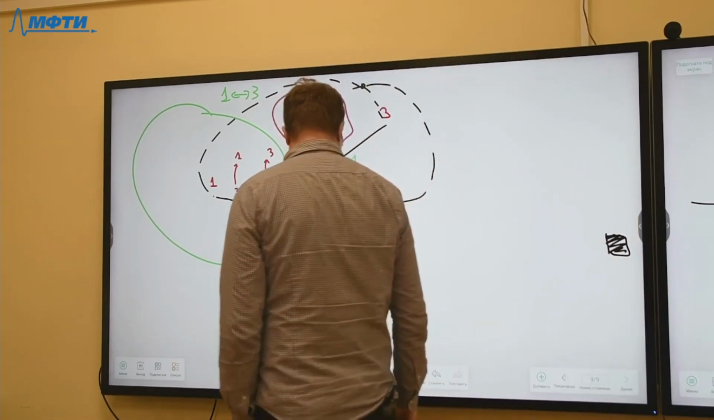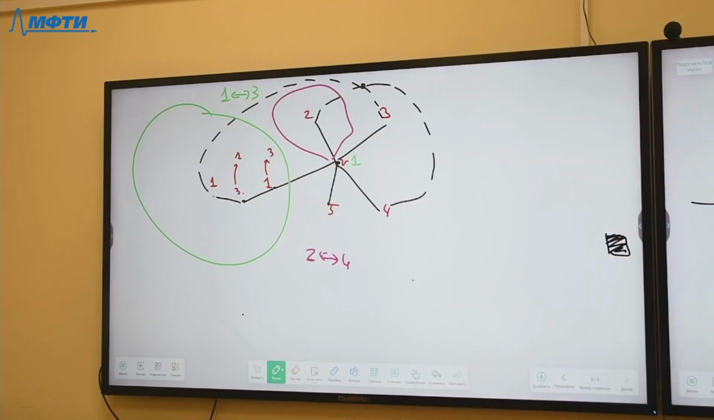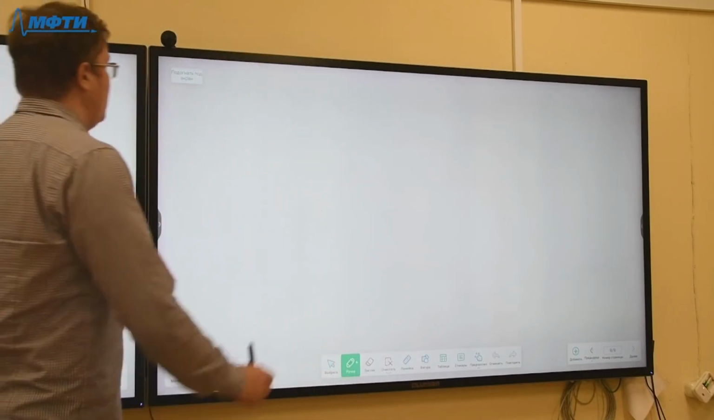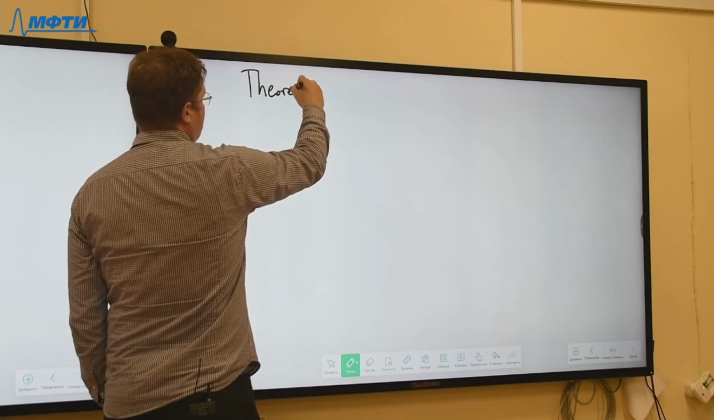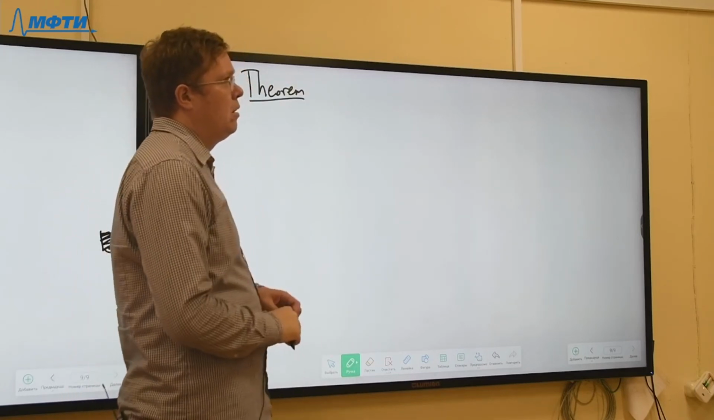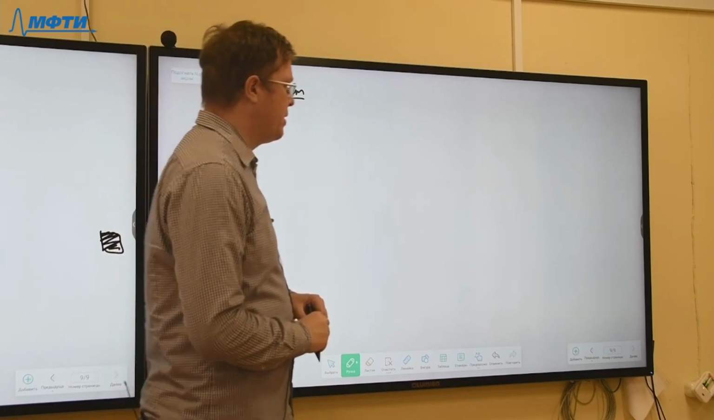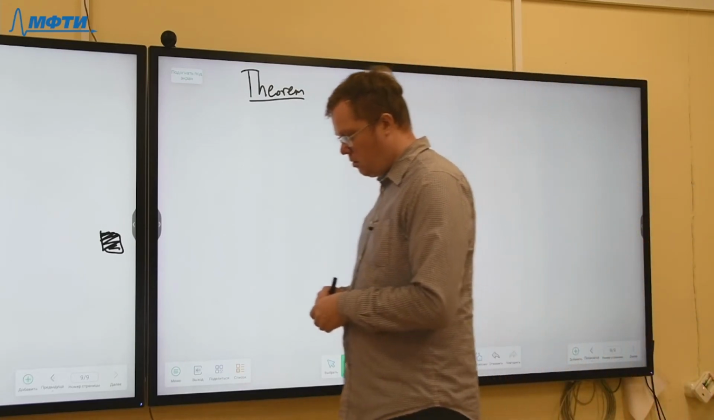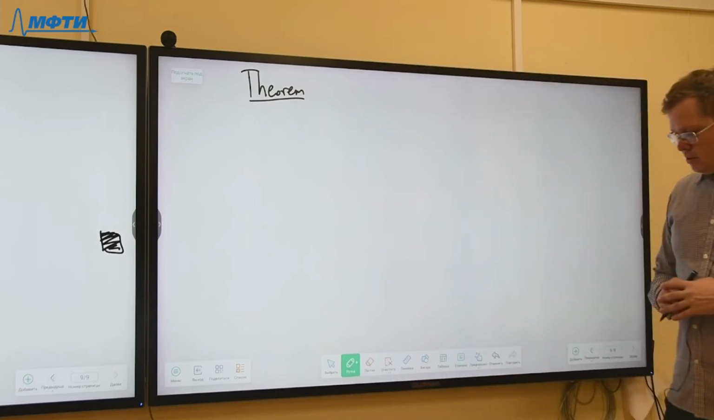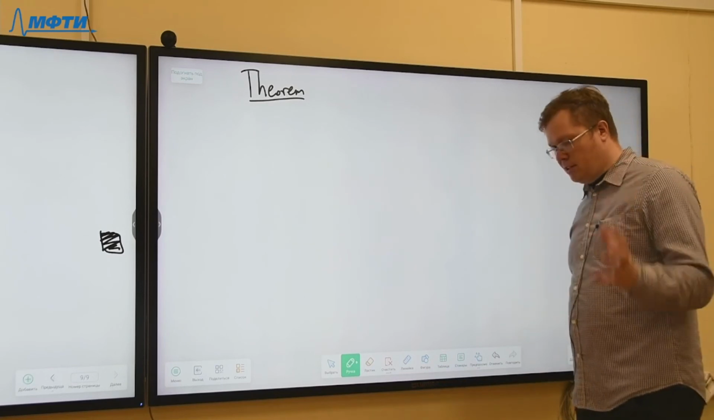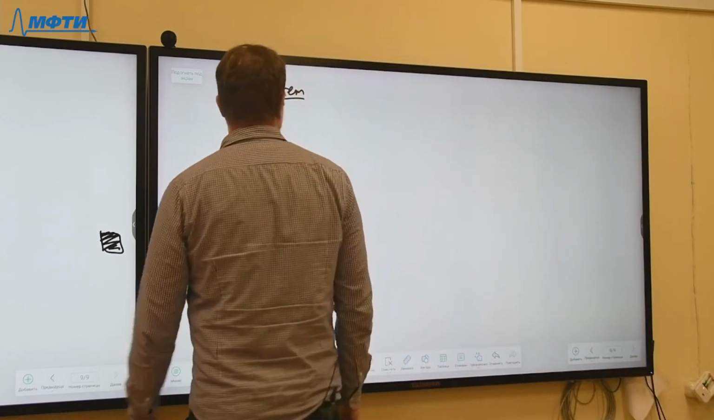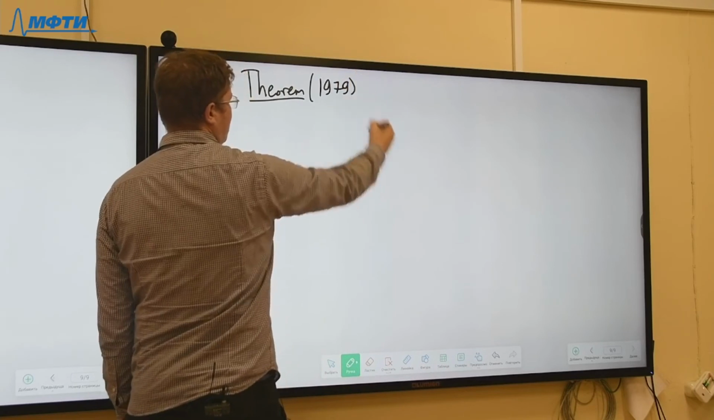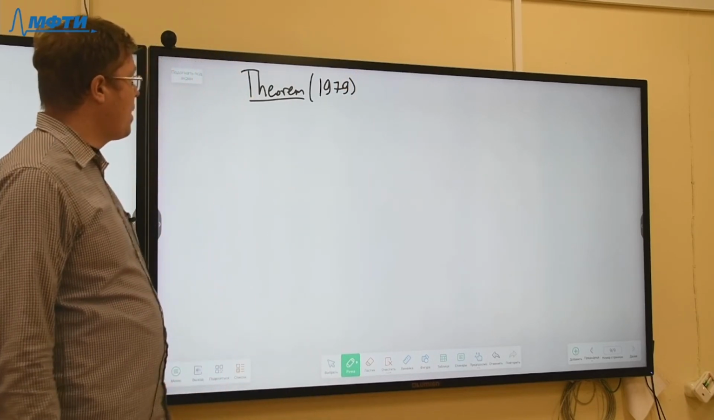But actually there is a theorem. The estimated number of colors is 4. And there is a theorem that was proved by an algorithm that tried to find all the possible cases of coloring maps. The proof uses two techniques. But there was a theorem, I think in 1979, if I remember correctly, that every map can be colored with 4 colors.